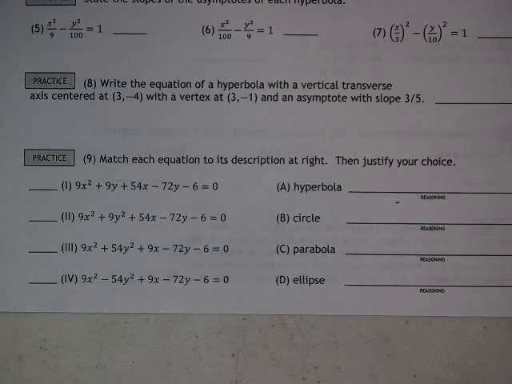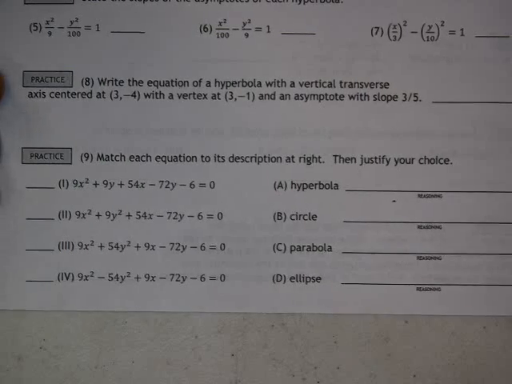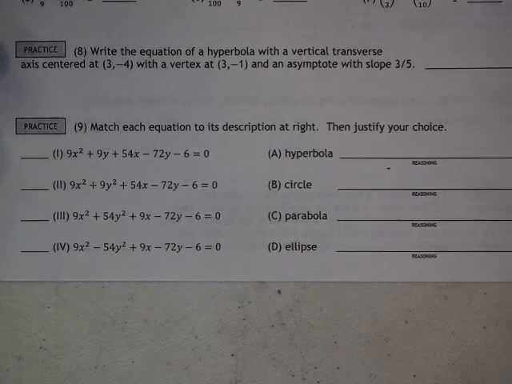Algebra 2, Worksheet 27.2. Number 9 asks us to take these four equations and match them with the description at right. So we're determining if they represent a hyperbola, a circle, a parabola, or an ellipse.